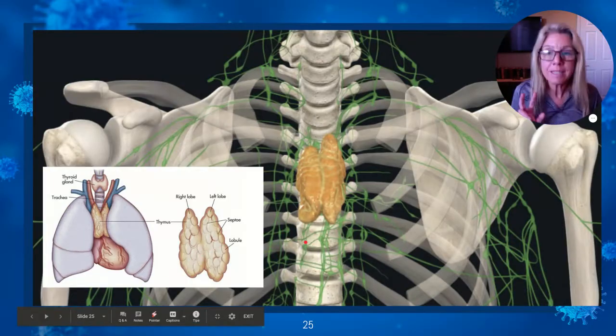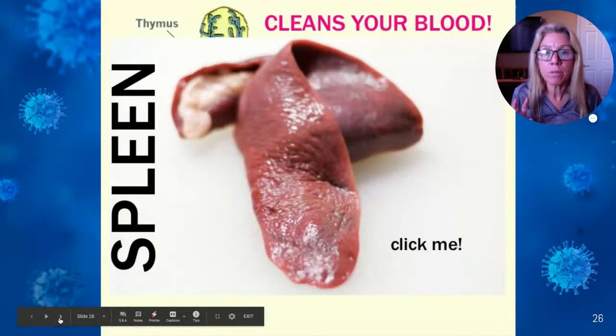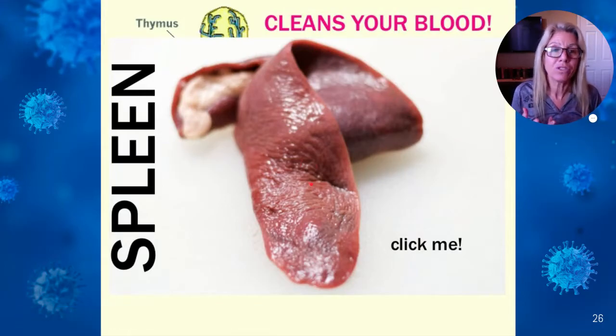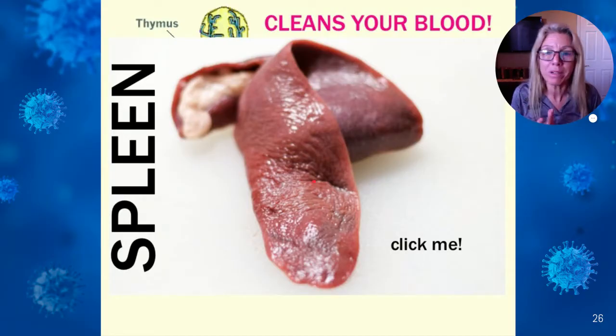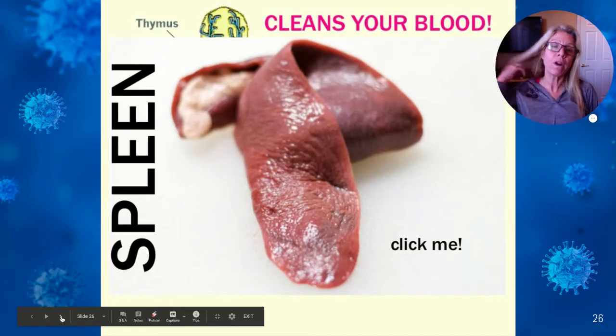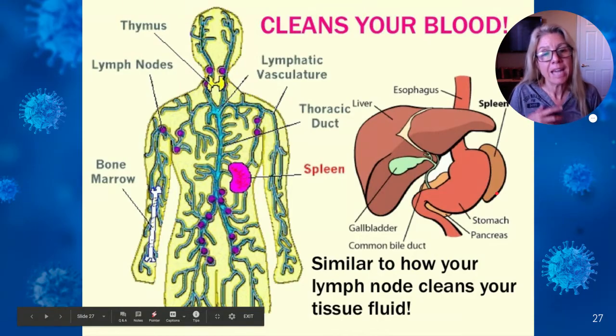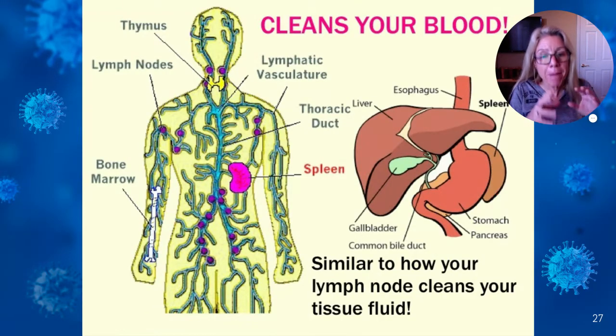All right. A secondary organ of your immune response is the spleen. I got this picture of spleen, not to gross you out, from a cooking website. I personally don't eat spleen, but apparently people do. So this is what your spleen looks like. And whereas lymph nodes filter your tissue fluid, the spleen's job is to filter your blood and to check it for any pathogens.